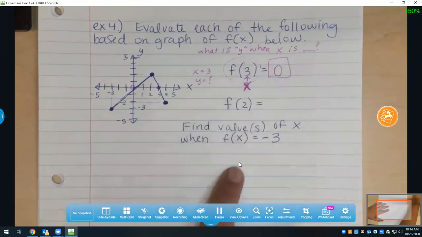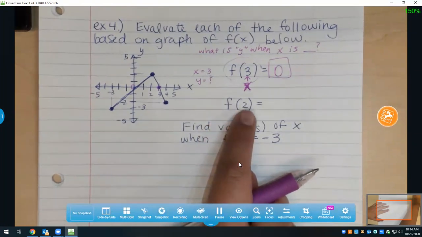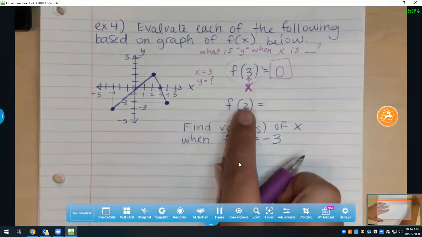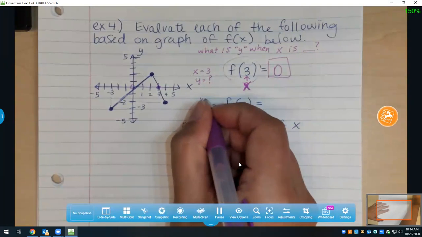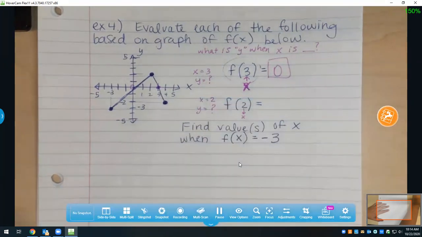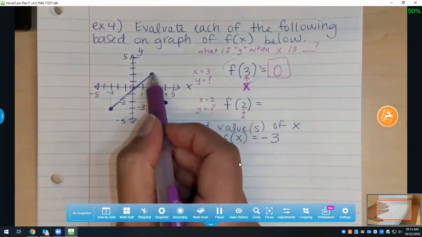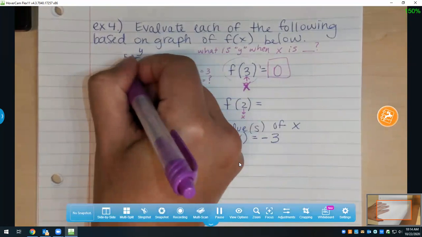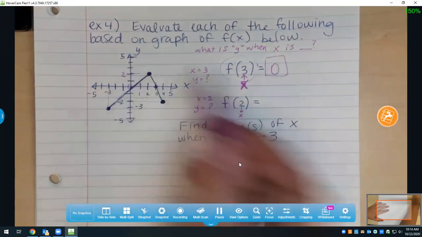Can you stay for the rest of these two and then you can go? Okay, so f of 2. Try this next one. So when x is 2, what is y? When x is 2, what is y? 2. Yes, it would be 2. So when x is 2, y is 2.